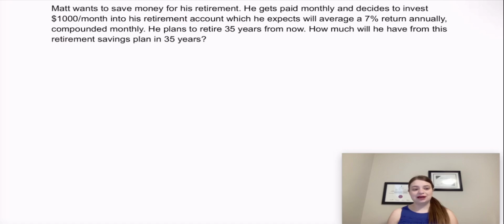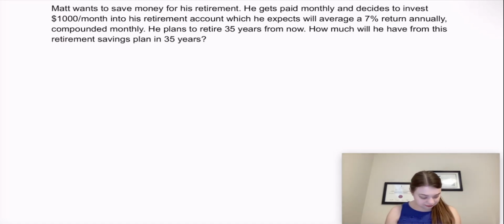Oftentimes, we're not just going to have some big windfall of hundreds of thousands of dollars coming to us, or even tens of thousands of dollars. However, maybe we can make a realistic plan for setting aside a certain amount each check, or each month, and invest that. That could be a much more realistic strategy for the average person.